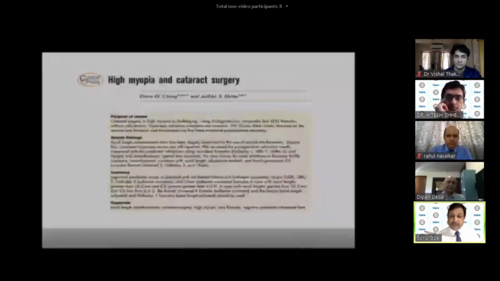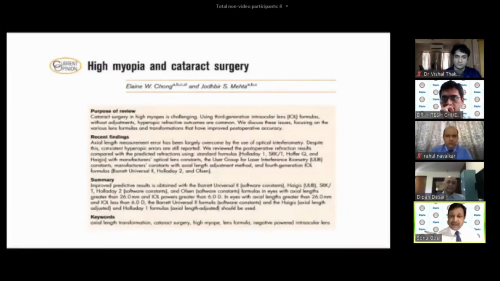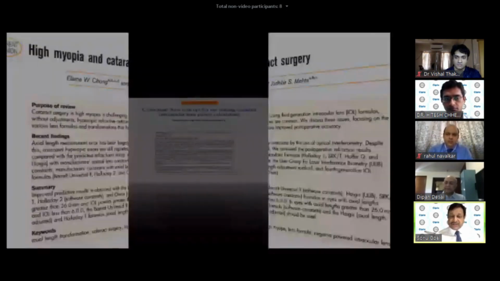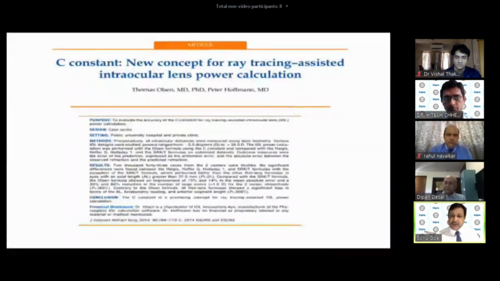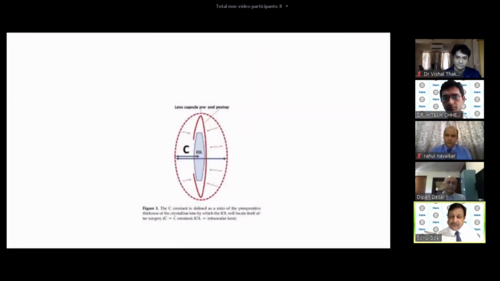When you're dealing with high myopia, a very good article by Jodhbir Mehta describes the importance of the Barrett Universal 2, the Haigis formula, and the Olsen formula in extremes of axial length. The C constant is a new concept which has been incorporated in ray tracing technology, and Thomas Olsen has been working on it. And this is how the C constant works. From the very center to the periphery of the lens, this is what the C constant is, and this gives you an accurate power calculation.